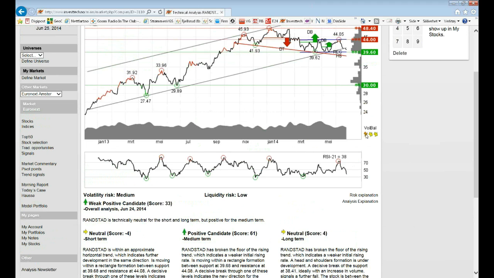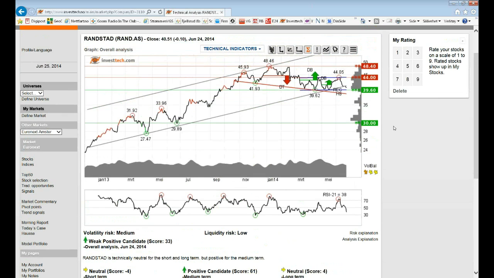The volume balance is quite negative, and we would like to see a more positive volume balance. If the price goes up and through the resistance of the rectangle and forms a rectangle formation, we will see a buy signal.